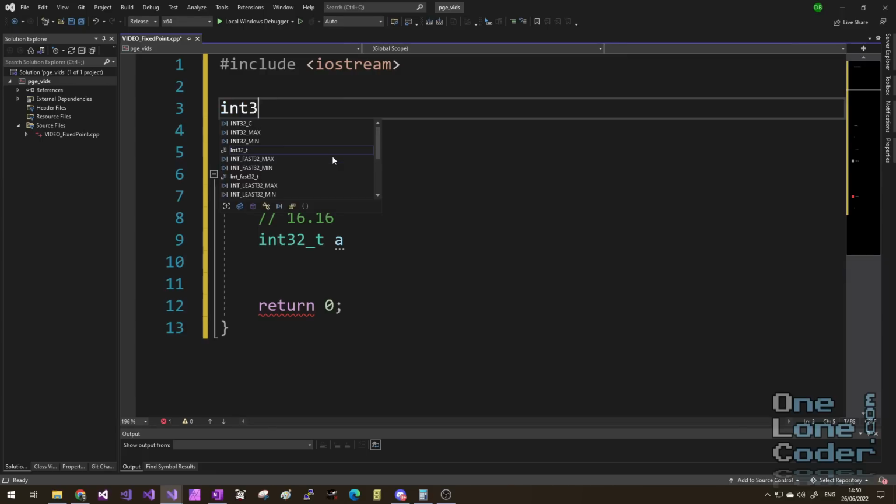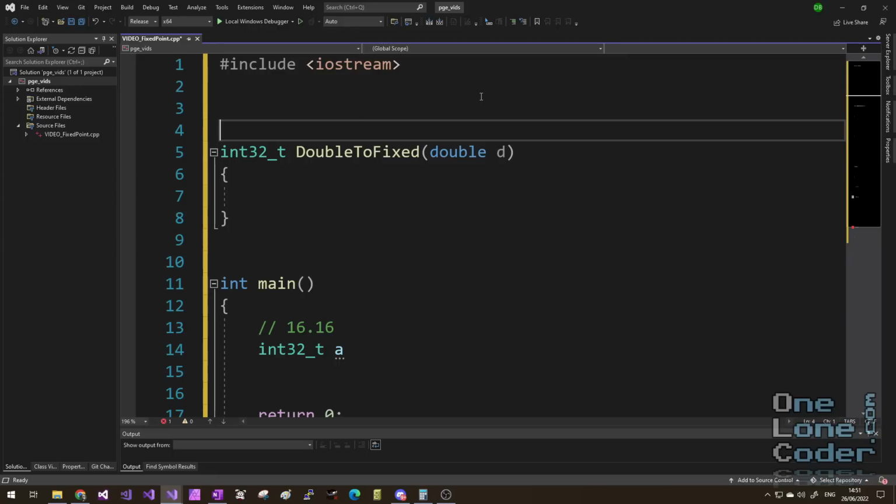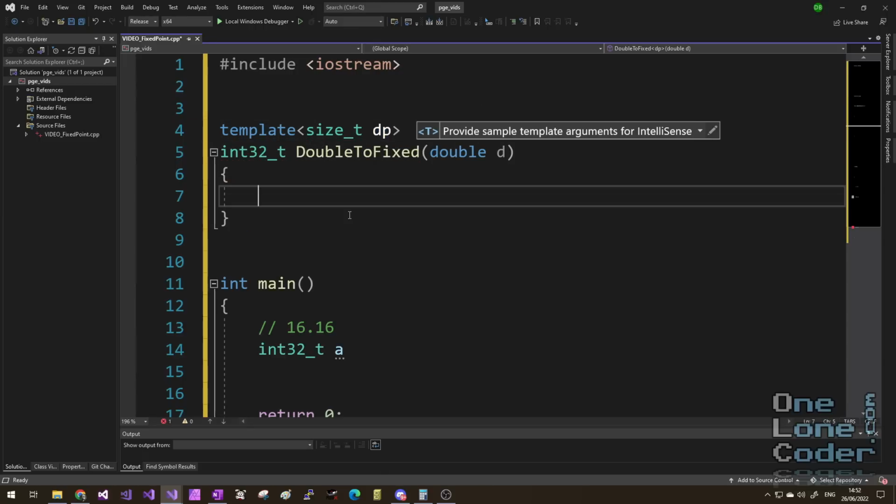So I'm going to make a function called double to fixed. I'm going to pass in the value of the double. And I want to play around with the number of bits after the decimal. So I'm going to turn this into a template function, where we specify as an argument the number of bits we want after the decimal point. To convert the double to our fixed point number format, I need to multiply it by 2 to the power of the number of bits we want after the decimal place. This will scale the double into the integer space.